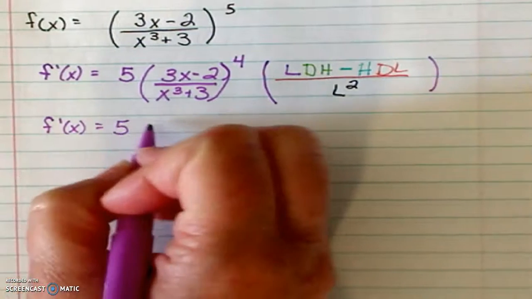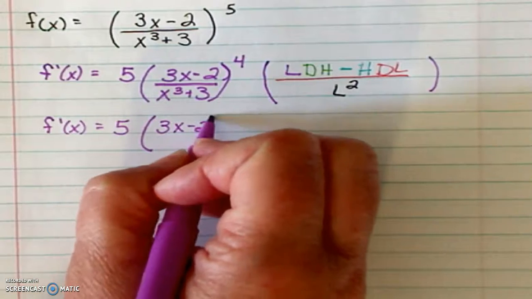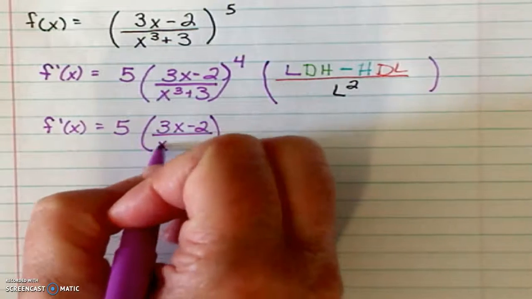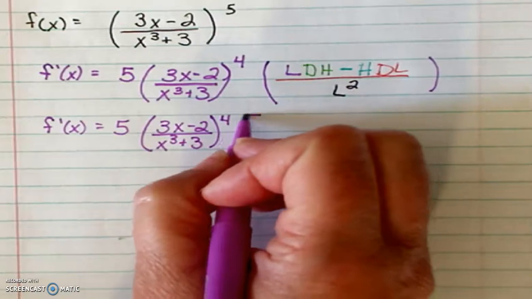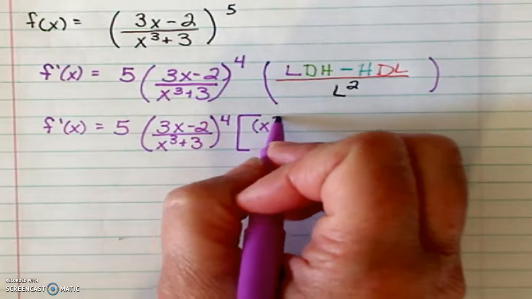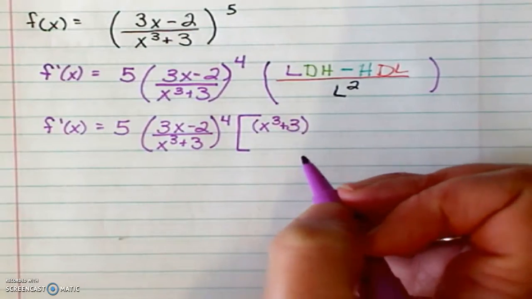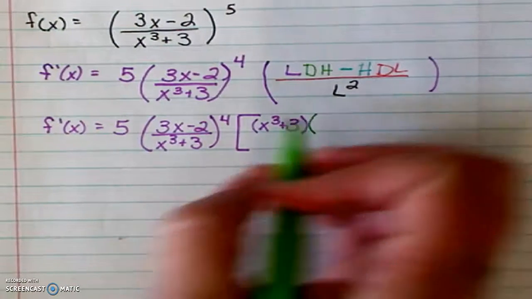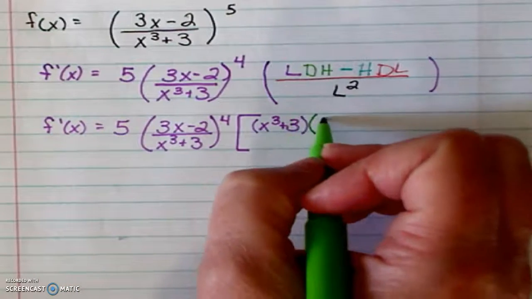So we're going to have 5, and I'm going to keep this part the same. All right, now we need low. So low happens to be x cubed plus 3. It's the denominator of your fraction. Then we have d high, the derivative of the high. The derivative of 3x minus 2 is just 3.